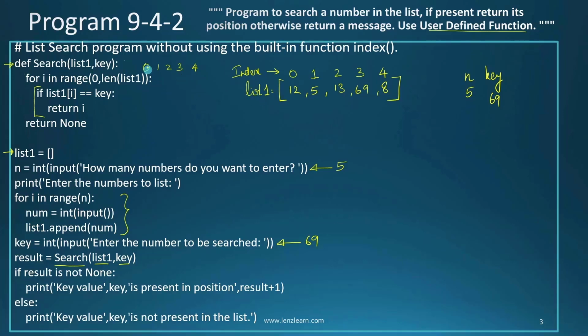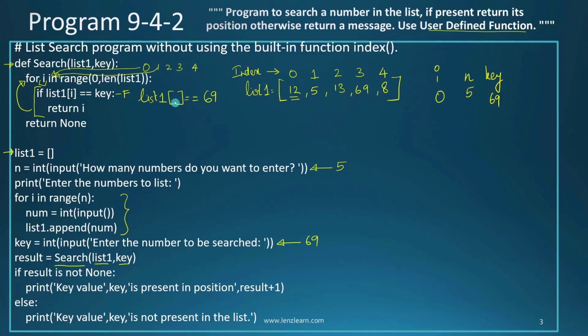Now after that, the first index value 0 will be loaded into the control variable i. So now i has value 0, and there I will check whether list1 of i, so right now the value of i is 0, is equal to key. Now what is the value of key? That is 69. We are searching for 69. So now you see the value of list1 with index value 0 is 12. So 12 is equal to 69? Now this is false, so this return statement will not be executed. Now the control will go back to the for again. The next value from the range, that is 1, will be loaded into i.